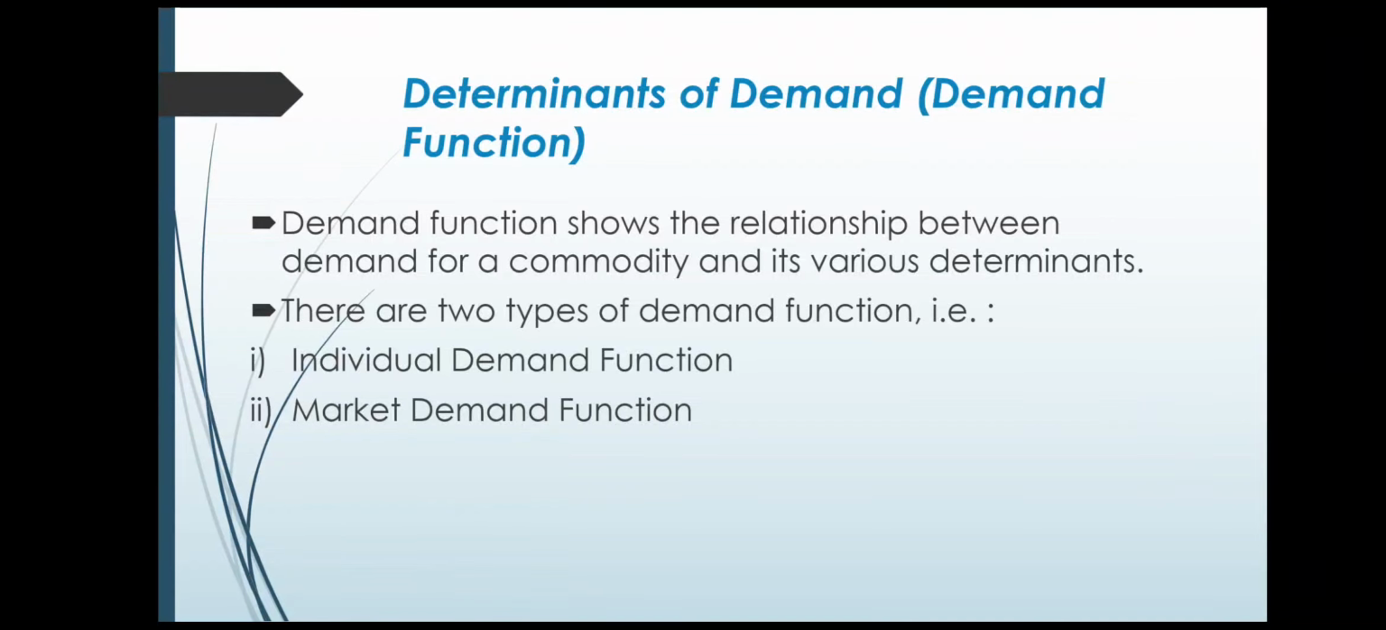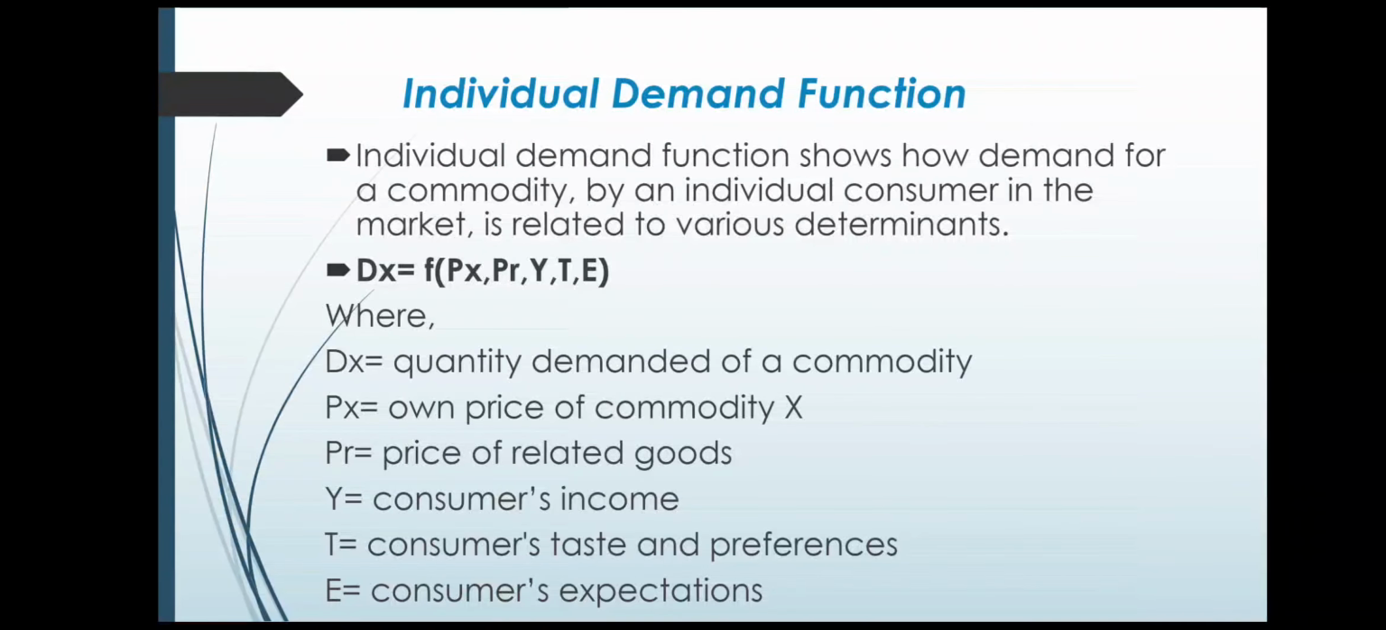So demand function shows the relationship between demand for a commodity and its various determinants. So demand function shows the relationship between demand for a particular product and all those aspects on which that demand depends. So there are two types of demand function, that is individual demand function and market demand function. So let us begin with individual demand function.